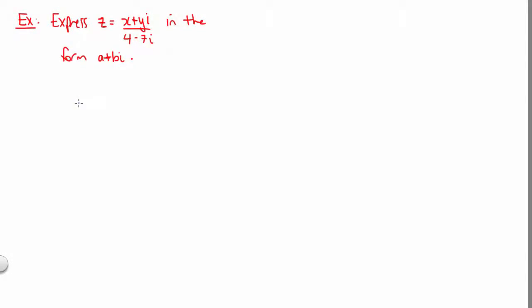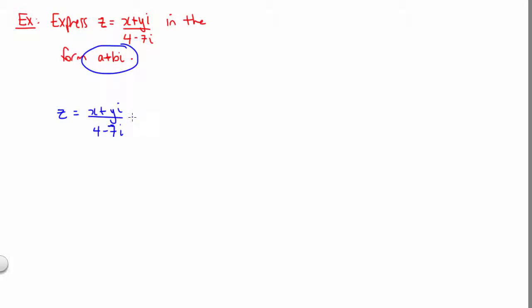In this video, we'll discuss the algebra of complex numbers. The problem is to express the complex number z in the form a plus bi. This form here is usually called the rectangular form or standard form of a complex number. Let's start with z.